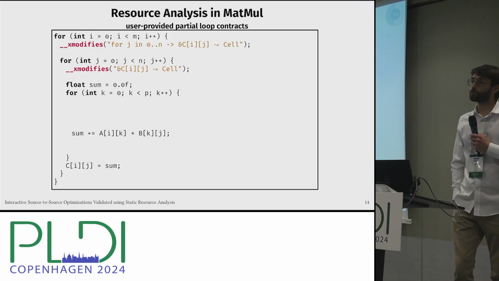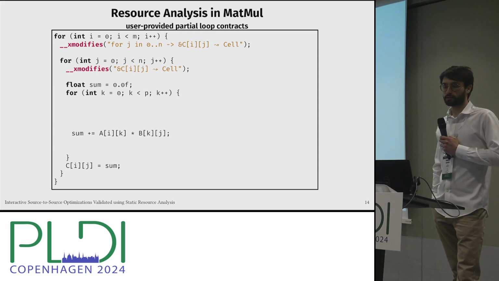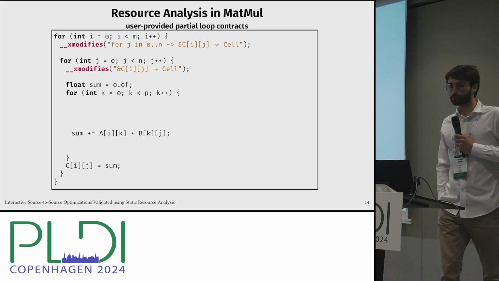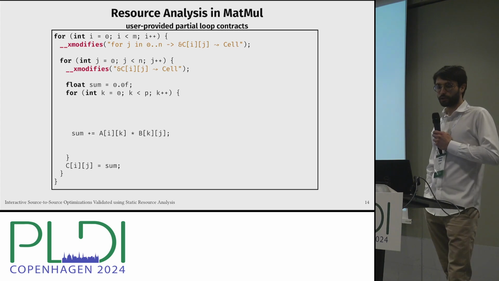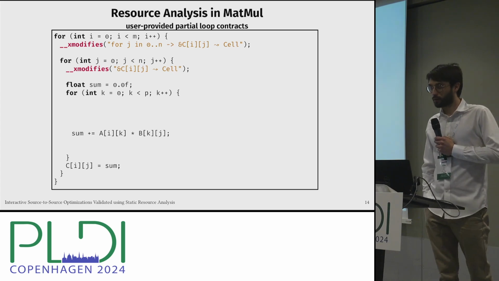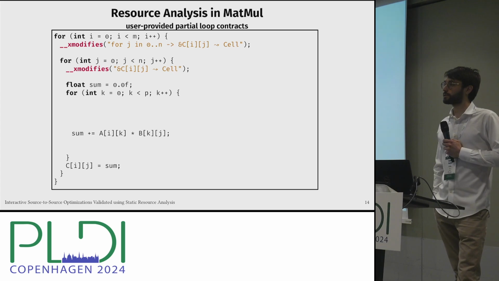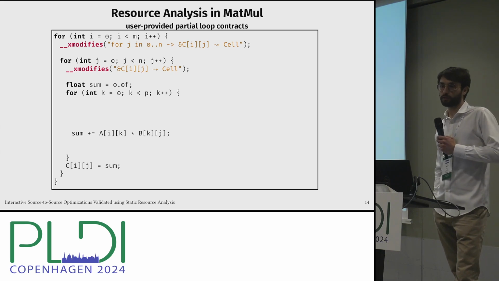The user also needs to provide us with partial loop contracts. So here we have these new clauses that are X modifies. What's particular about them is that they describe resources that are exclusive to loop iteration. So here, these two annotations, overall, what they're saying is that the loops over I and J separately modify different cells of the matrix C. So we know that we're not going to have any dependencies between these iterations on this resource.